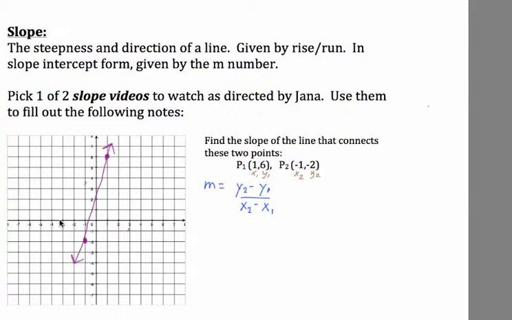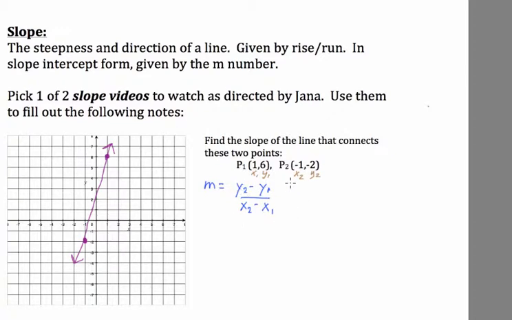Then your x1 will be the x-coordinate of the first point, and your y1 will be the y-coordinate of the first point. x2 will be the x-coordinate of the second point, and y2 will be the y-coordinate of the second point. And then you just sub your numbers into your equation.